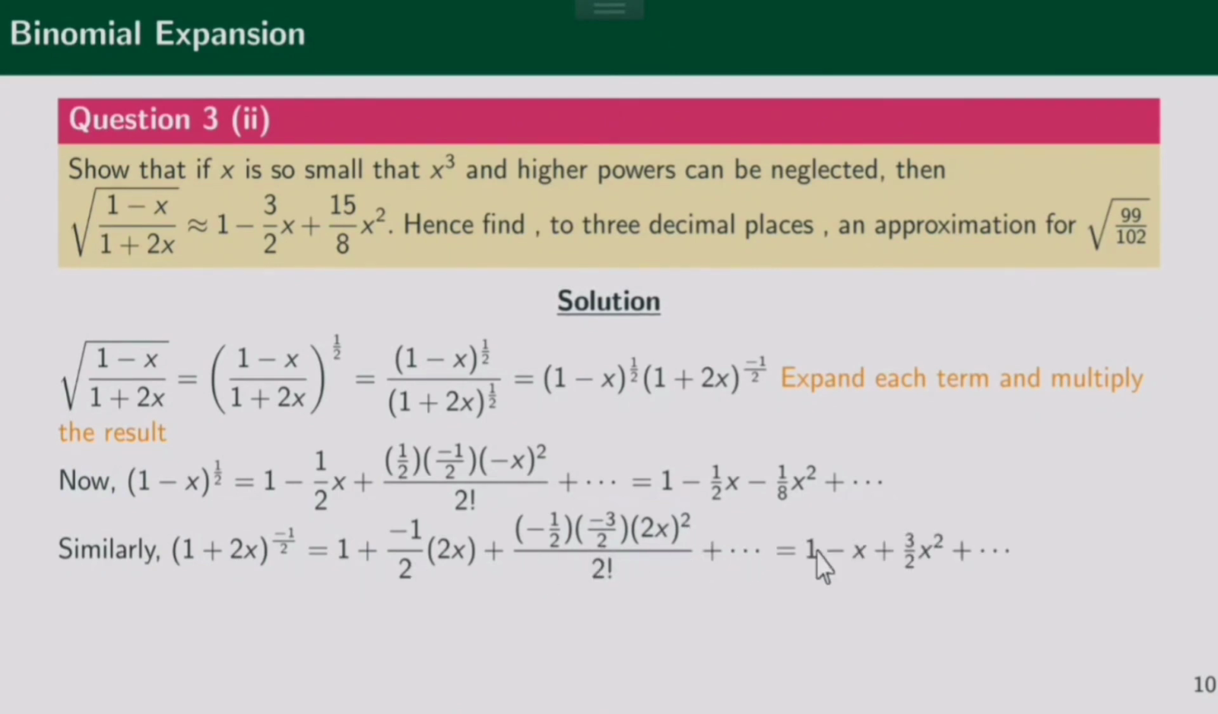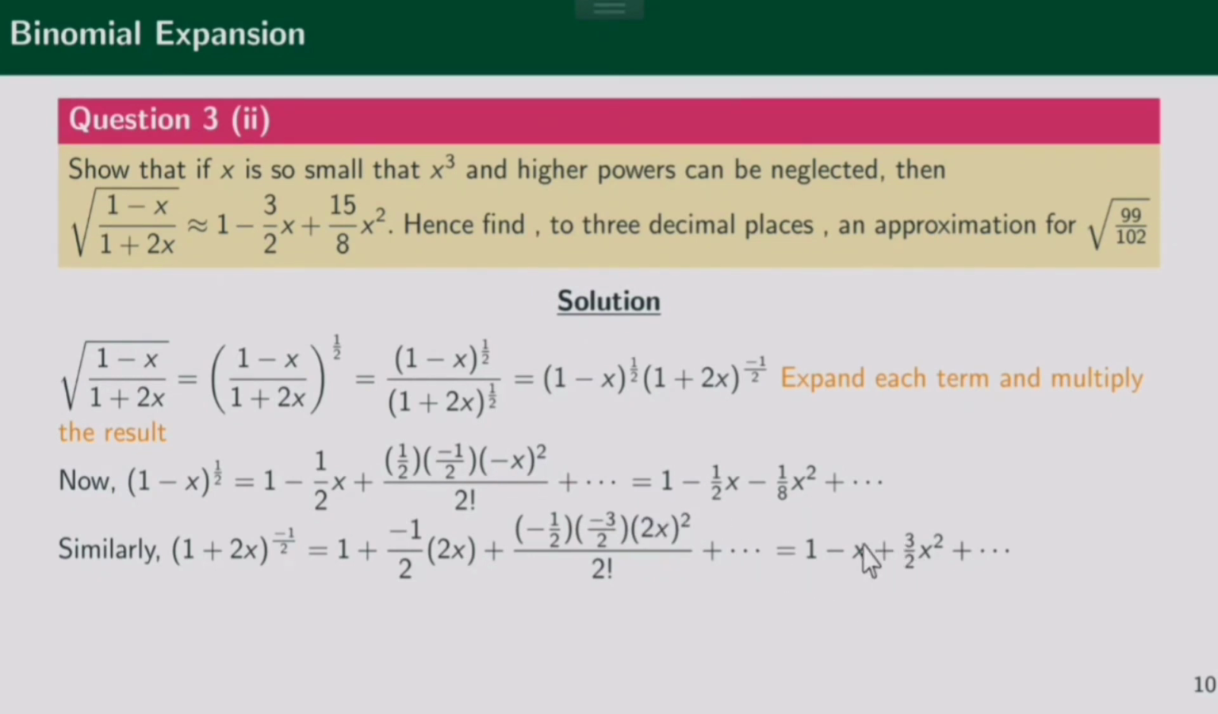Simplifying, the first term is 1, then the 2 strikes off with this 2, I have negative x. Simplifying everything here, I'll have 3 over 2 x squared. Remember that 2x all squared after the expansion will give you 4x squared, because the exponent affects each term within the bracket. 2 squared is 4, x squared is x squared, so it gives you 4x squared. So simplifying all of this will give you 3 over 2 x squared.